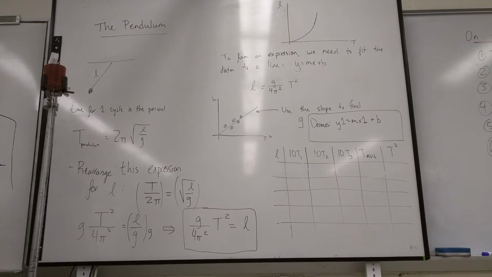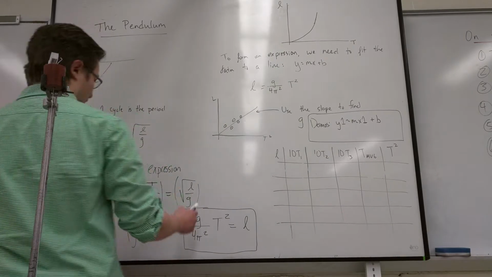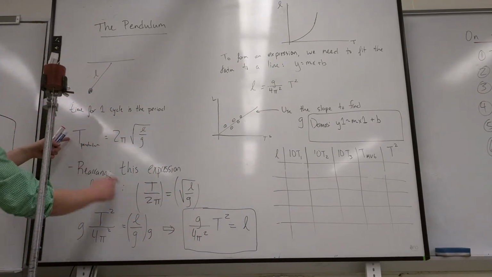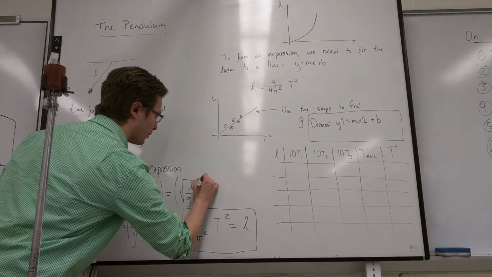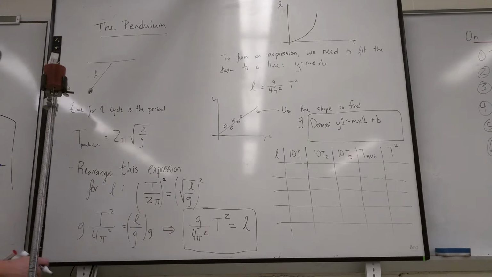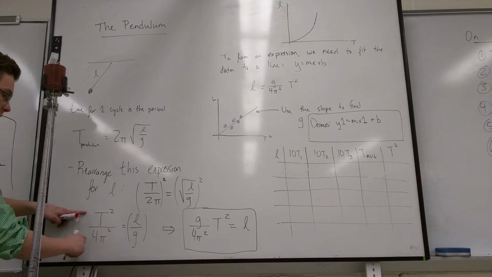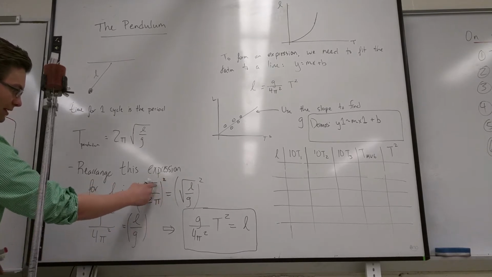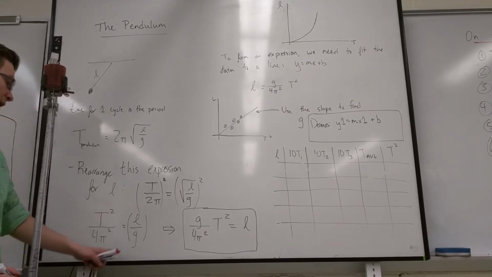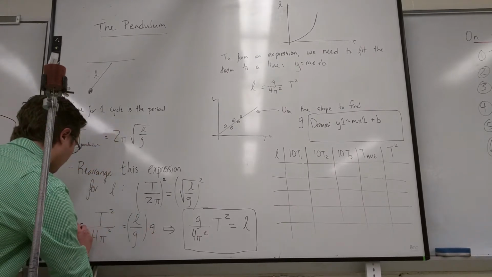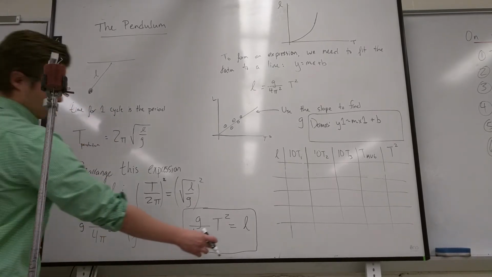So I'm going to grab a few different colors here to do some board work. Here's my expression. I divide both sides by 2 pi, and I get this. Now to get rid of the square root, I'm going to square both sides. So I get T squared over 4 pi squared, because this square applies to everything in parentheses, is equal to L over g. Now I'm going to bring g over to the other side by multiplying by g. That cancels out, and I'm left with this equation.